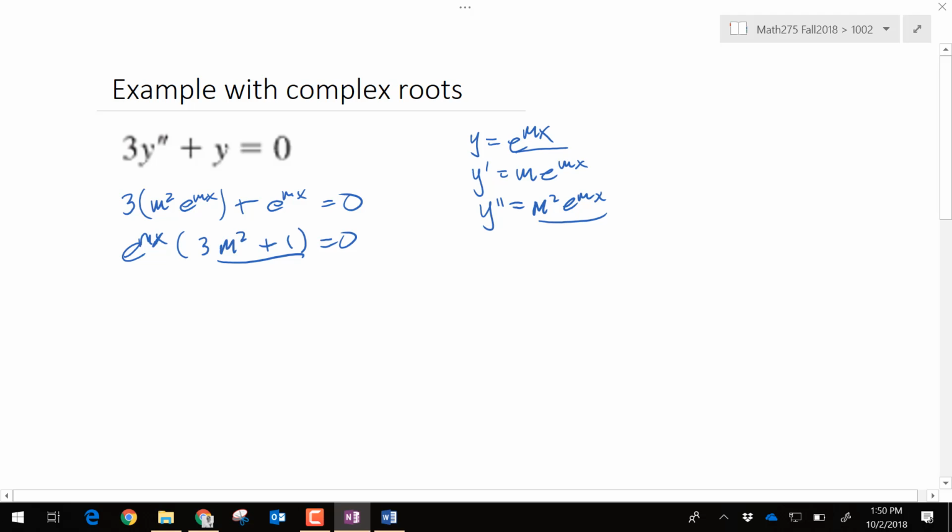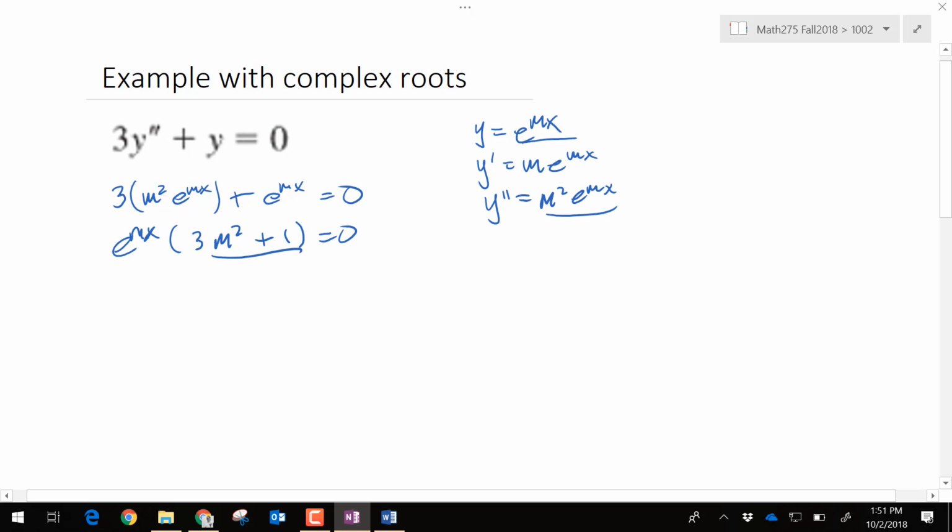I can't factor this, it looks like. I mean, I can use the quadratic formula, but if we bring the 1 over to the other side, take the square root, we're going to get a solution. So what is it going to be? 3m squared equals -1. You can divide by 3 now. m squared equals -1/3, and then take the square root. m is equal to plus or minus the square root of 1 over 3 times i, however you want to write this.